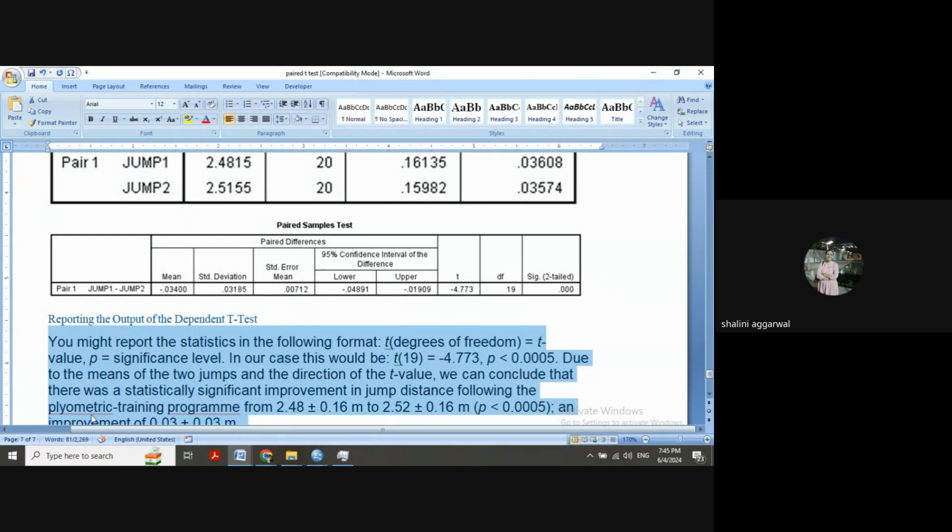We can conclude that there was a significant improvement in jump distance following a plyometric trial, from 2.48, with the standard deviation, meters to 2.52, and this is how you write the output of the paired sample t-test. I hope it is clear to all.